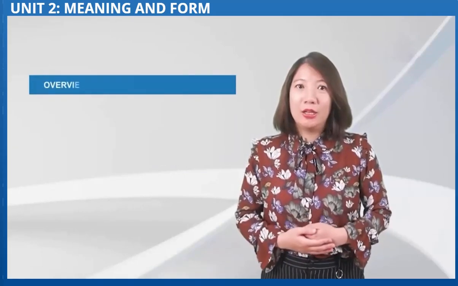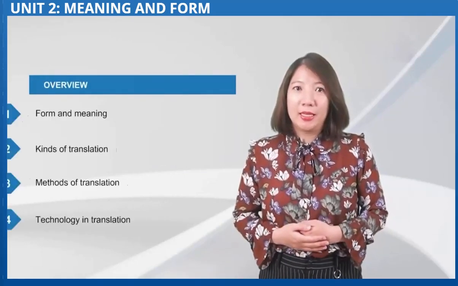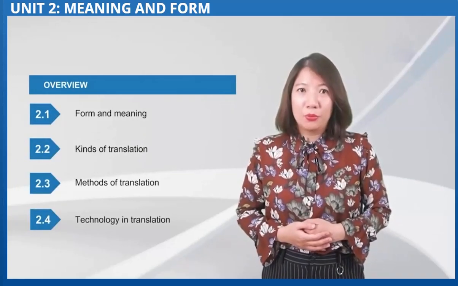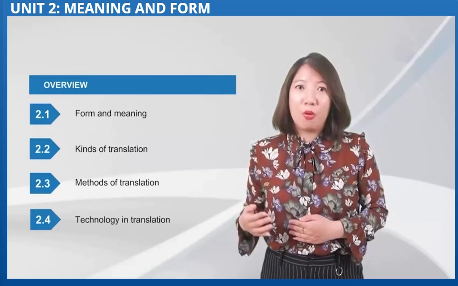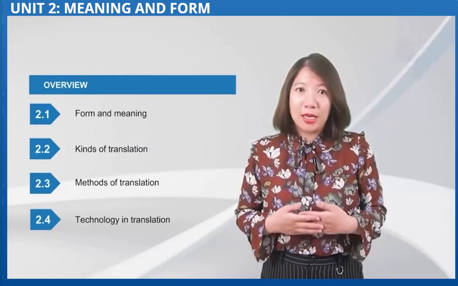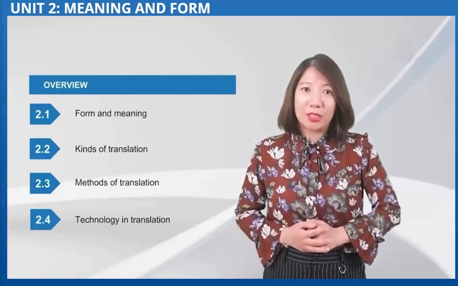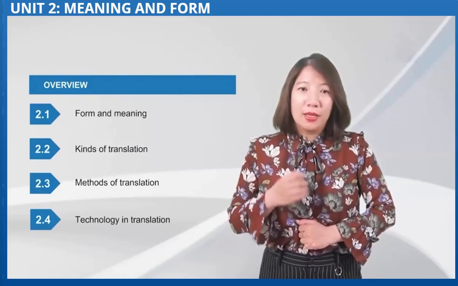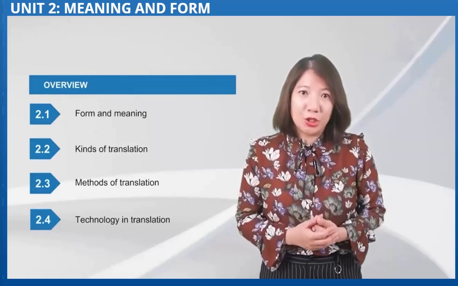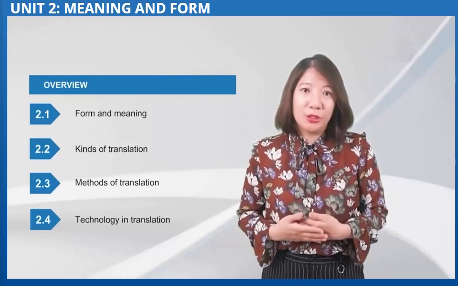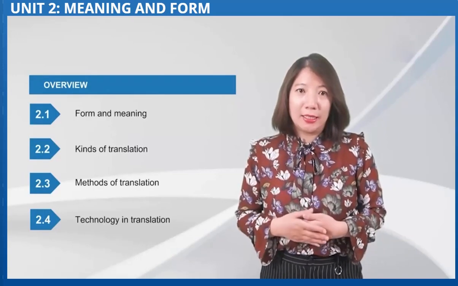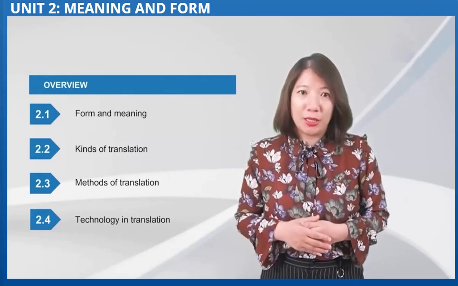Now, let's look at the overview of the lesson. Unit 2 is divided into 5 main parts, with part 1 discussing the form and meaning, the relationship between form and meaning. The second part is about two kinds of translation. In the third part, we discuss the 8 methods of translation as defined by Peter Newmark. In the fourth part, that is the time for technology in translation.